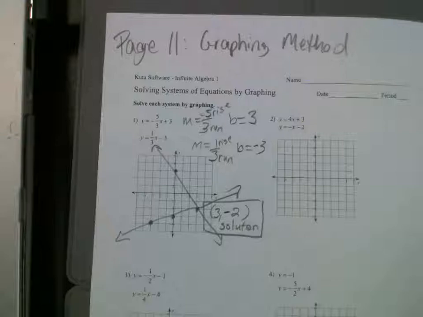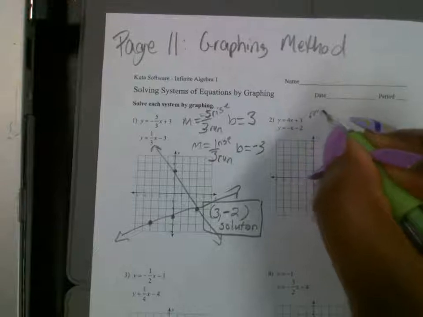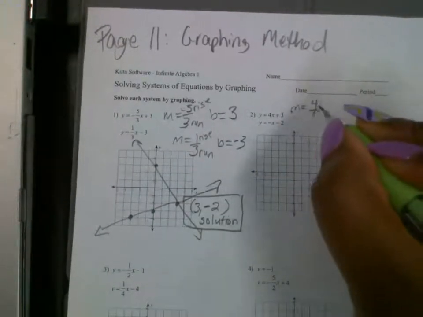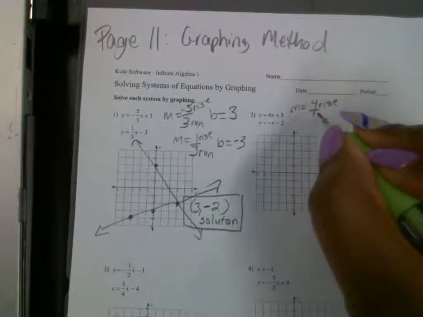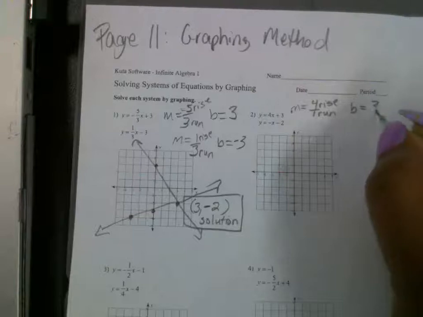Okay, so you said you were confused. Did you label? Yes. Okay, so what's M and what's B of the first one? What's the M first? 4 over 1. Good. You made it into a fraction. Top number is rise. Bottom number is what? What's your B? 3. It's positive 3.